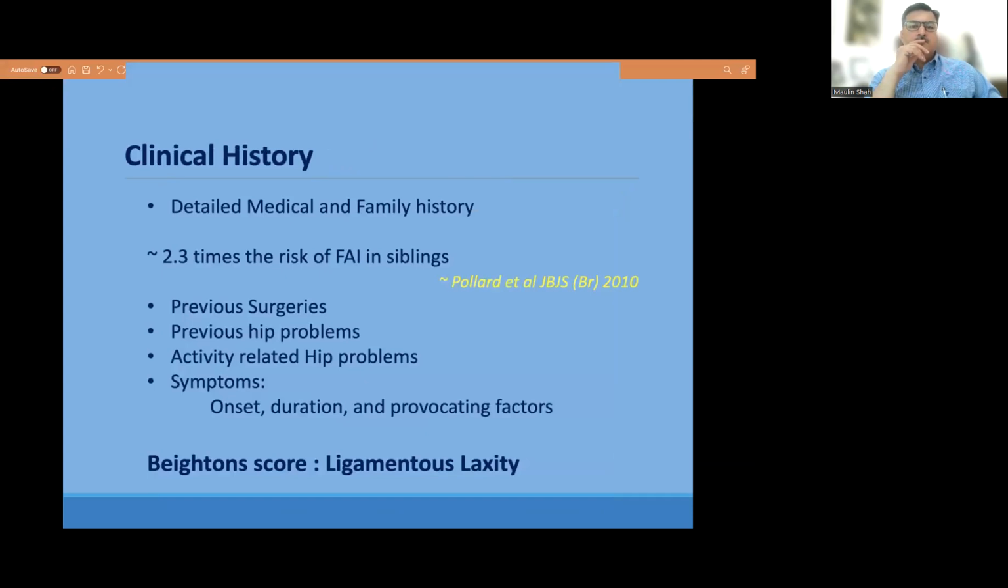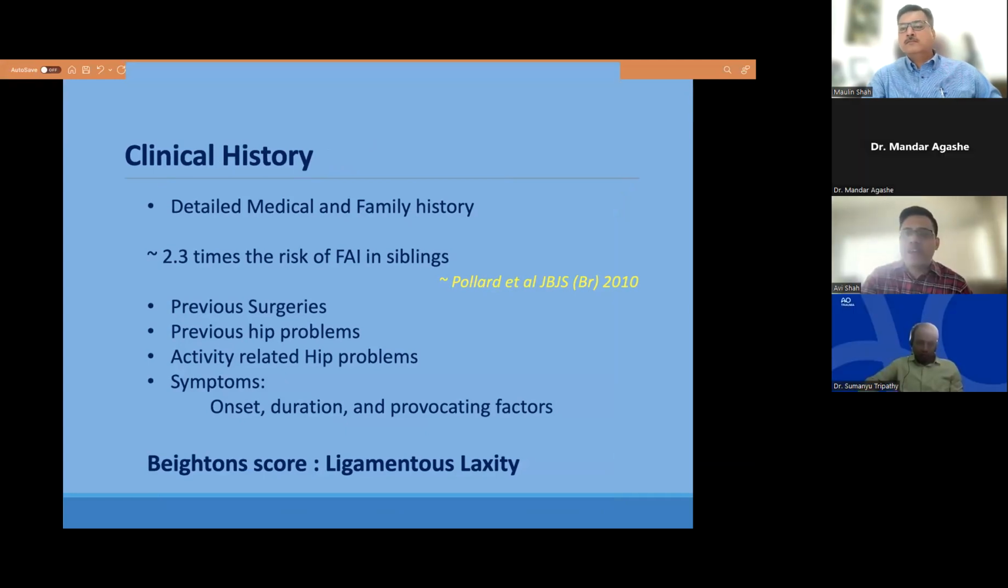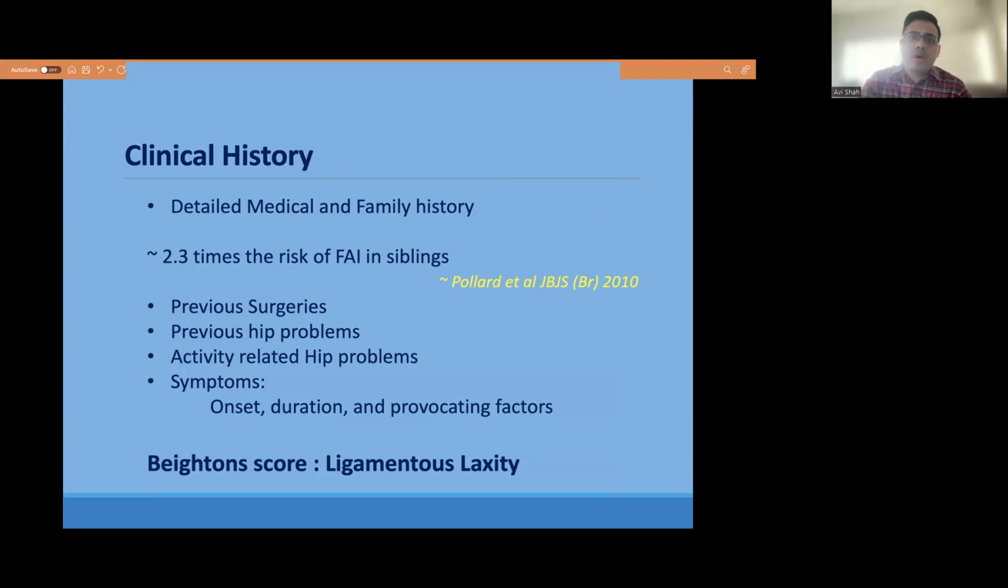So clinical history, as with any examination, forms the basis. We need to have a good detailed medical history and family history of our patient. A lot of recent studies have shown that siblings of patients who already have FAI have 2.3 times the risk of having FAI, more so in males as compared to females. So a good history is really important. We need to know about all of their previous surgeries, if any, around the hip, previous hip problems, if they have had any, activity-related problems around their hip, especially when they are walking, sitting, or doing some form of sports.